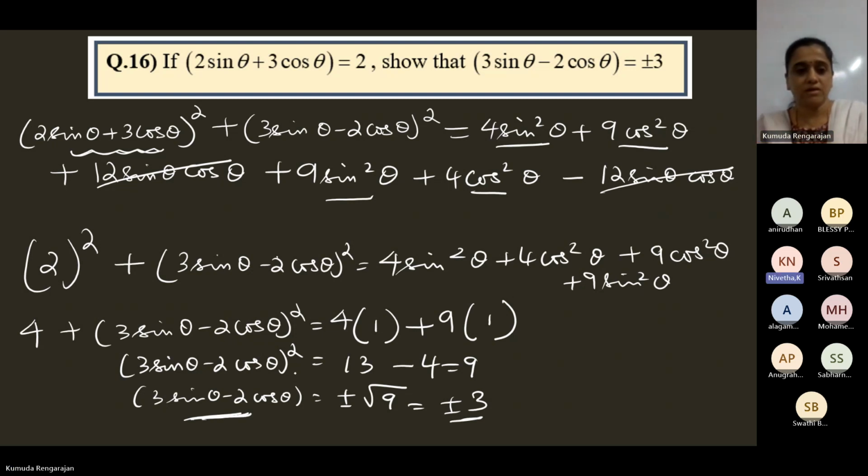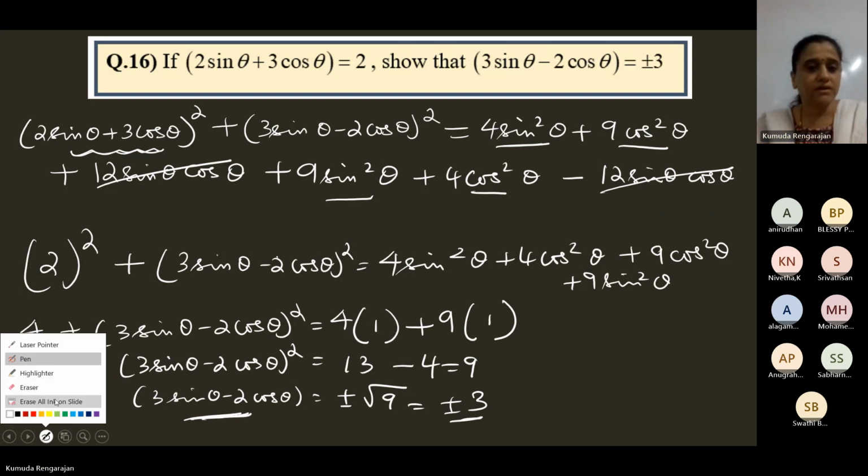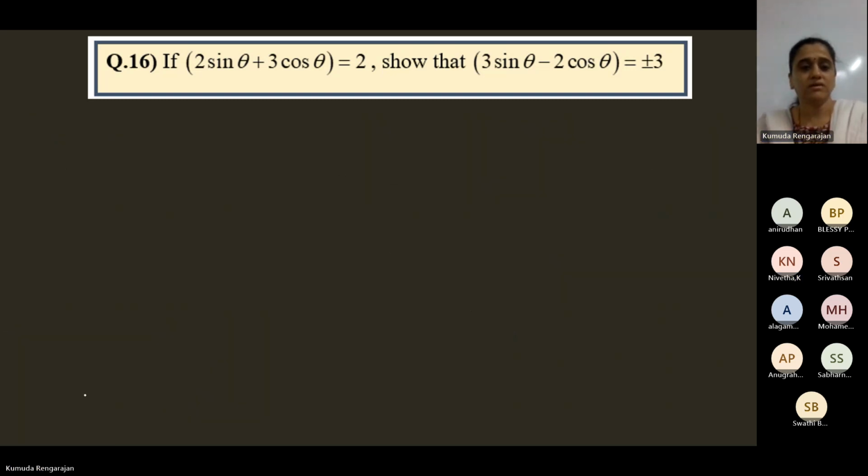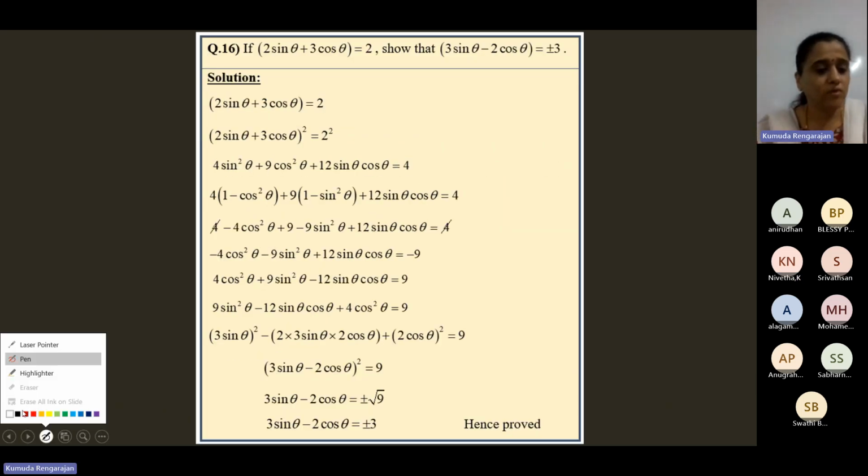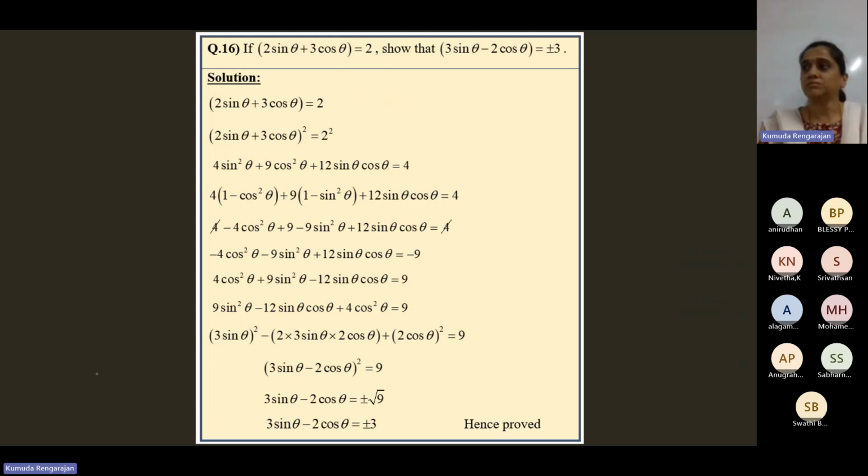Okay. Now, the other method is, I've already shared all this with you. All right, the answers are there on WhatsApp. All these images are with you on WhatsApp.